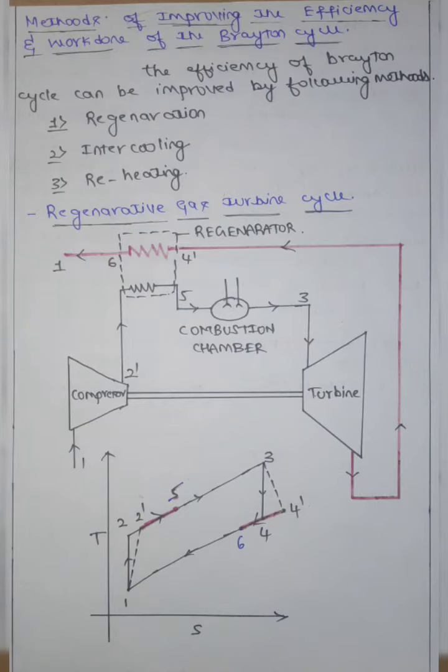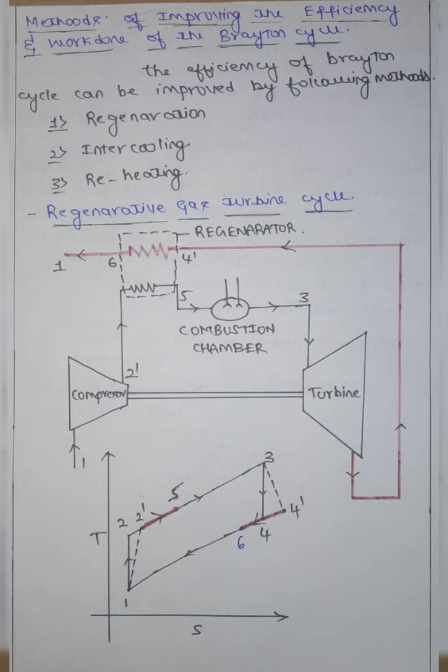Hello everyone. So in today's video we will discuss methods by which the efficiency of the Brayton cycle can be improved. So what are the methods by which I can improve the efficiency or the work output of the Brayton cycle? There are three methods basically. Number one is regeneration. By using regeneration you can increase the efficiency. Number two is intercooling. By intercooling you can increase the work output, even the efficiency. And number three is reheating. We shall study all these methods one by one.